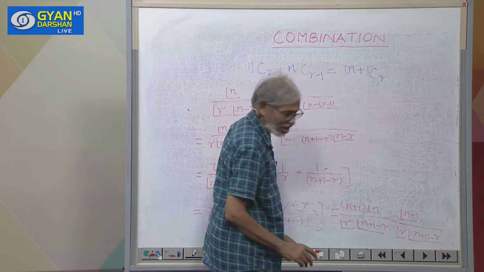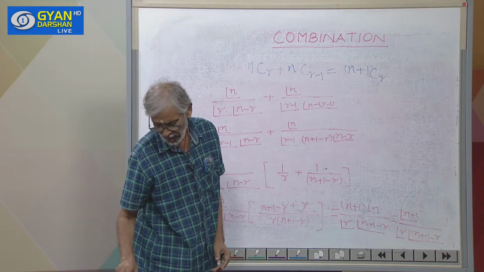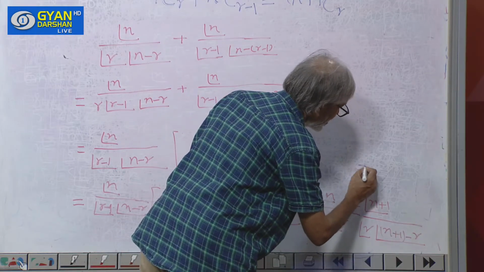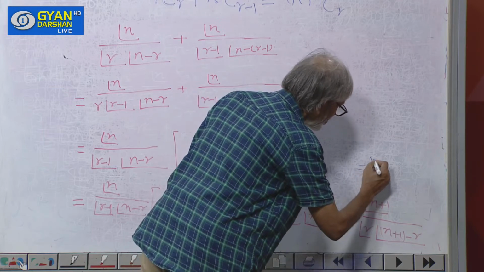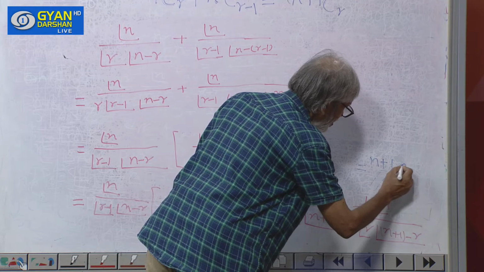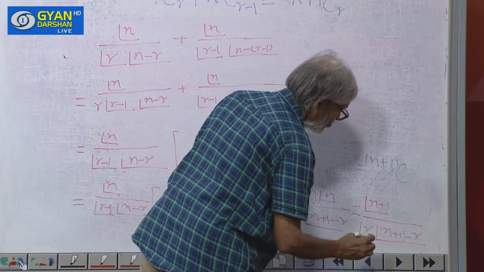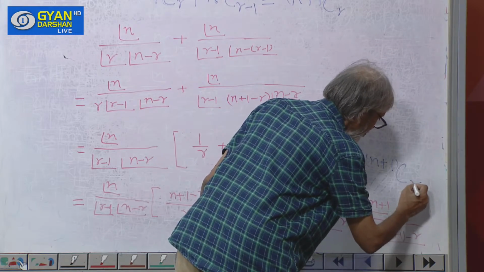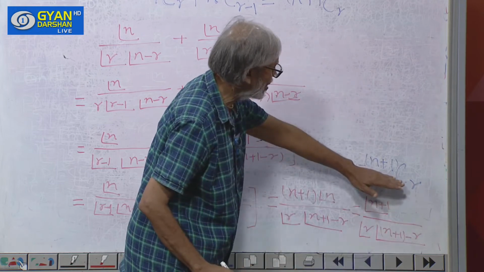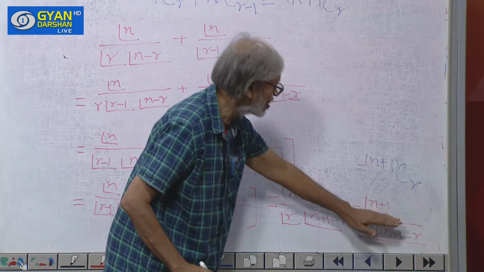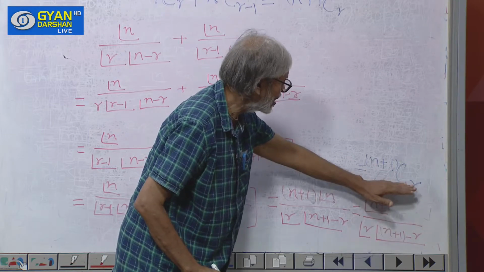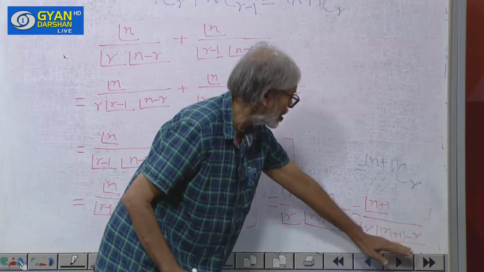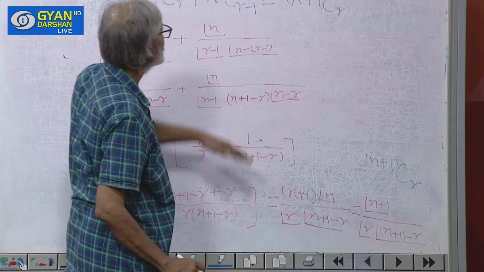So, friends, now you can see that this expansion is nothing but the term (n plus 1)Cr, because if we expand this, factorial n plus 1 comes in the numerator, and in the denominator factorial r into factorial n plus 1 minus r. So, that is what we had to prove.